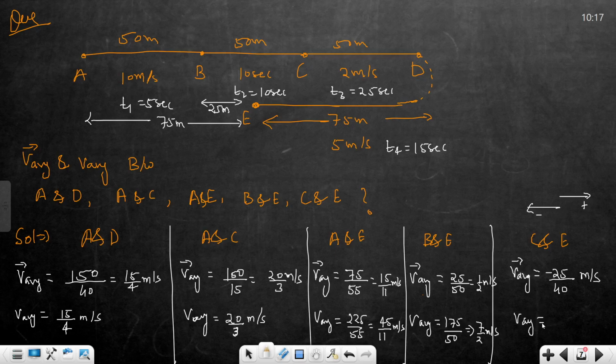And what about average speed? 50 plus 75, that is equal to 125 divided by time 40. Clear? So that's all about distance and displacement. After this, I don't think anything will be left for the confusion of average velocity and average speed. This question will solve all your doubts regarding distance, displacement, average speed and average velocity. Let's move ahead.